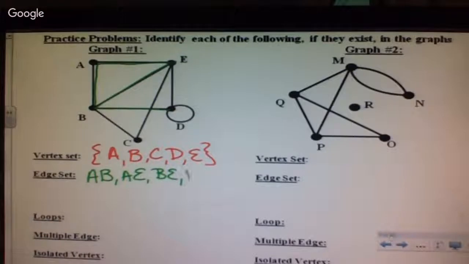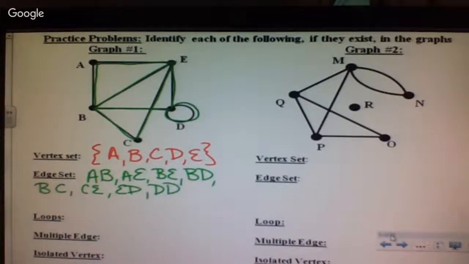B connects D. B also connects C. C connects E. E connects D. And D connects back to itself.